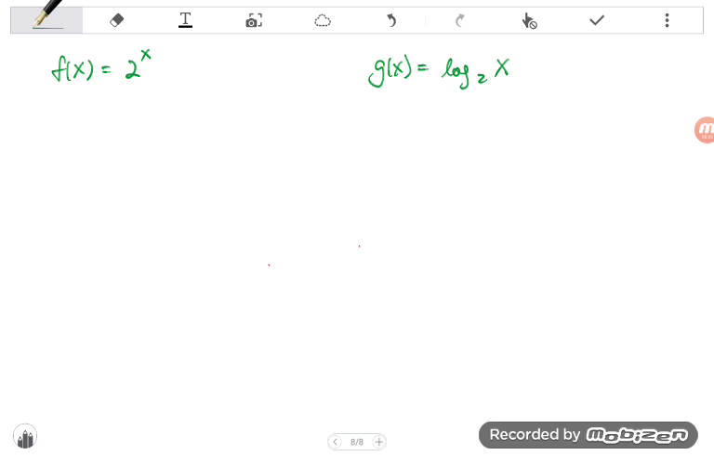Okay, so here you see f of x is equal to 2 to the power of x, and g of x is equal to log x to the base of 2. I want you guys to try to pause the video and try to find the inverse. Find the inverse of f and find the inverse of g. Okay, so give that a try.